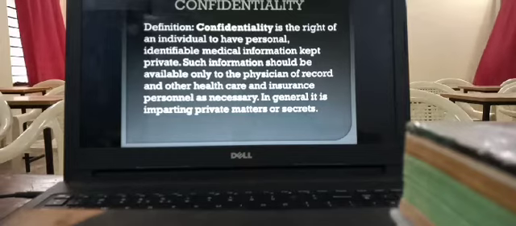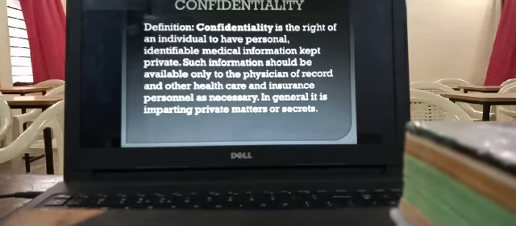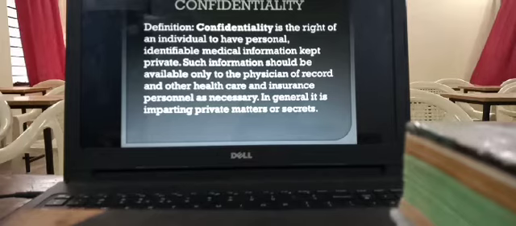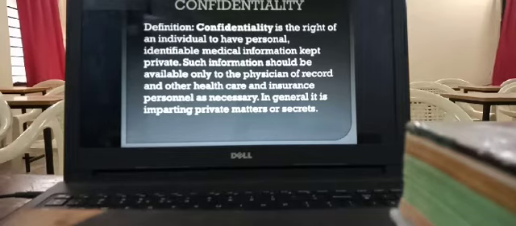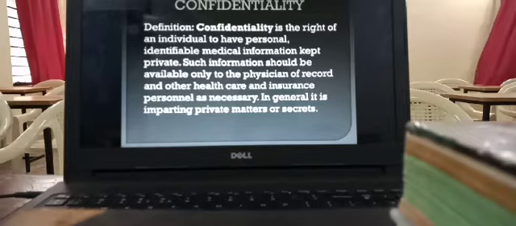So confidentiality. What is confidentiality? Confidentiality is the right of an individual to have personal identifiable medical information kept private. Such information should be available only to the physician of record and other healthcare and insurance personnel as necessary.